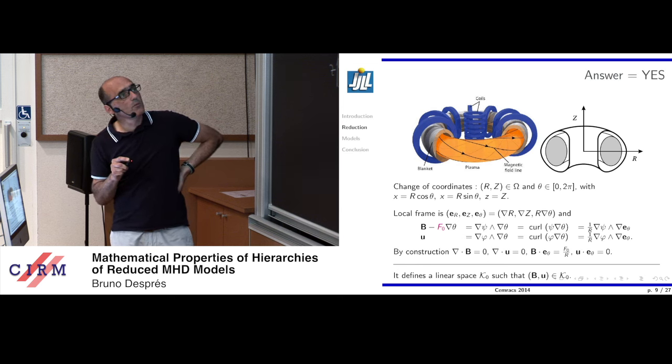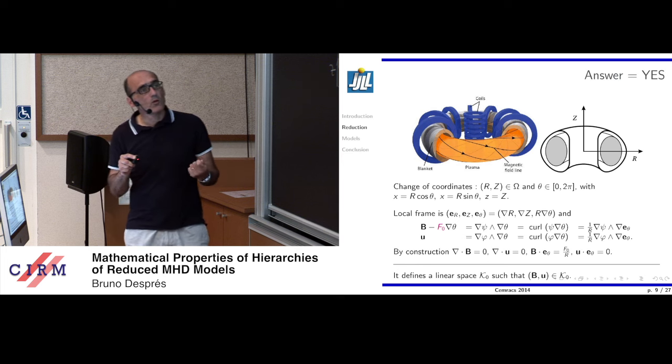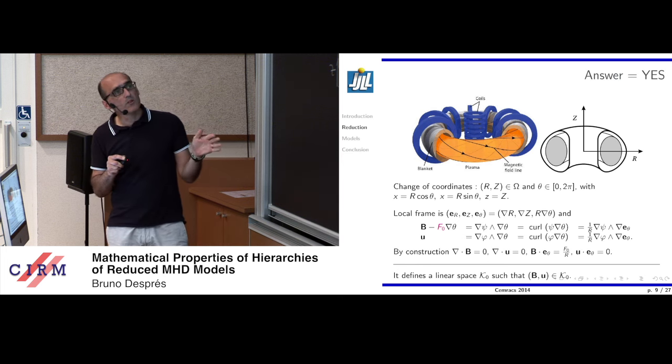Very often people start with such a representation. B is the sum of this constant term, which is divergence free. You can check that theta is a harmonic potential. Laplacian of theta is 0, so it is divergence free. And then you add the curl of something, and psi is the unknown potential, and it will function most of the time only on the R and Z variables. Of course you can check that B is divergence free.